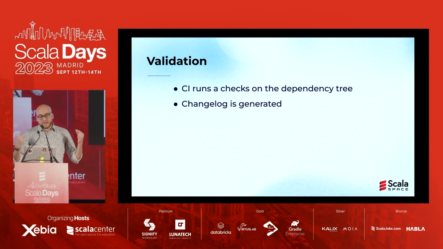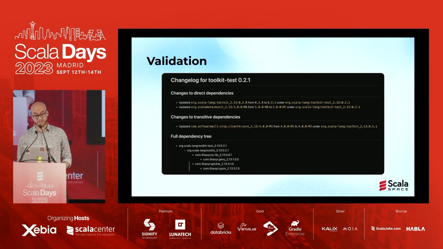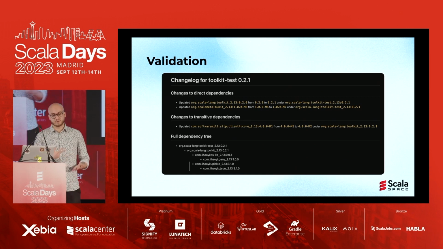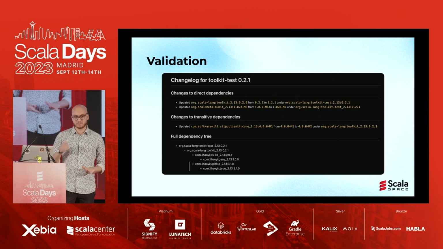And we make sure of all of that with a changelog that is generated both for the user and for us. It gives us insight into what's happening with the toolkit. And for each version, for each release, and for each platform, we know about all the changes in the direct dependencies and in transitive dependencies. And everybody can look at that and see the full dependency tree of the toolkit.